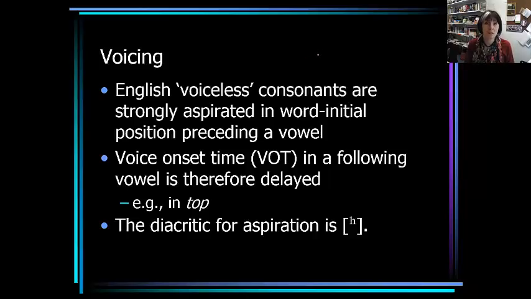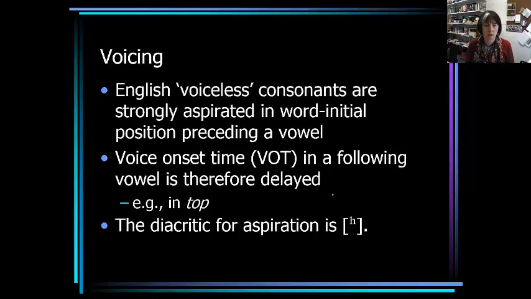But because there's not much difference in voicing between these types of consonants in certain positions in words, other things have to happen. We get other auditory cues and acoustic cues going on to let us know which sound it is we're producing. So English voiceless consonants are strongly aspirated in word initial position preceding a vowel, and again we're talking about this reference accent.